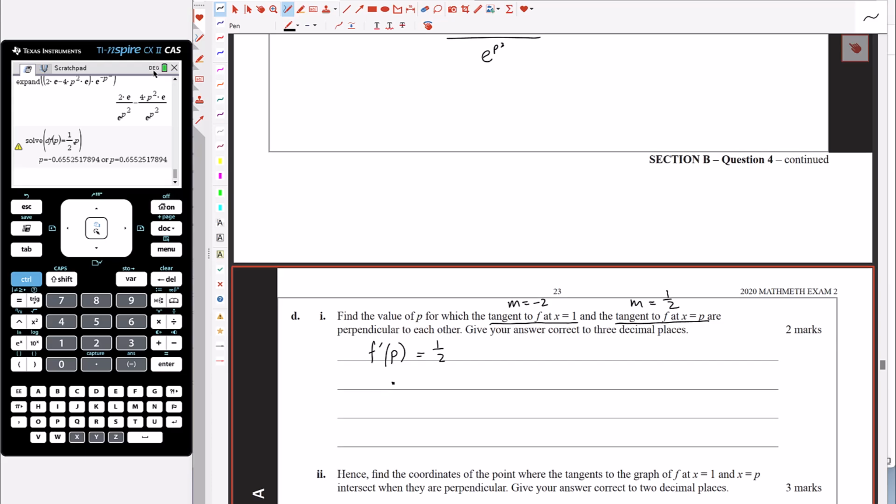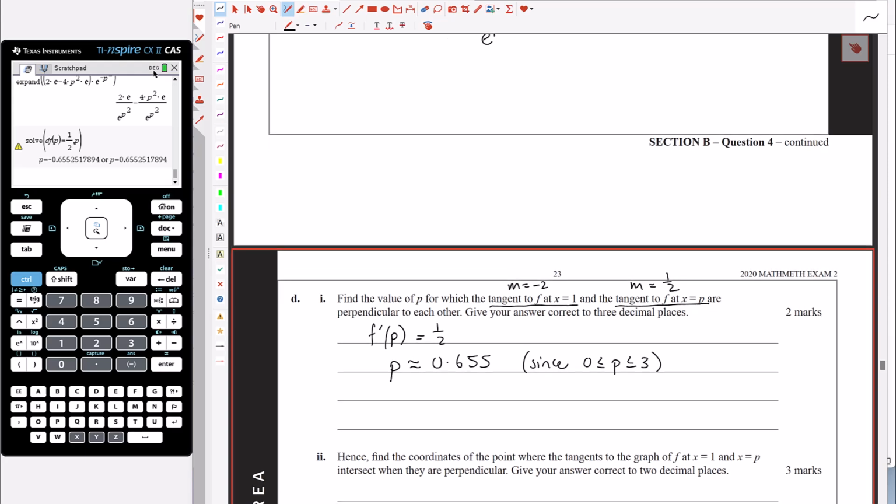And so therefore we're going to find that p is approximately 0.655, to 3 decimal places, since p is somewhere between 0 and 3. I always acknowledge that sort of thing, the domain, if I'm ignoring a solution. So there are 2 solutions to that equation, but only one of them is relevant because of the domain.